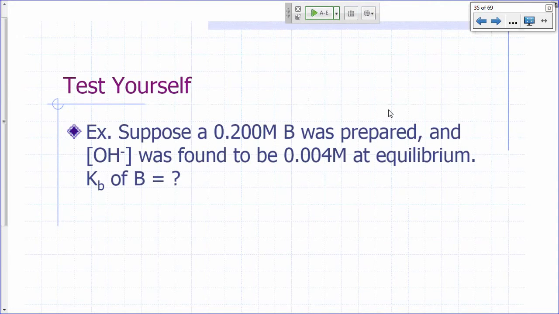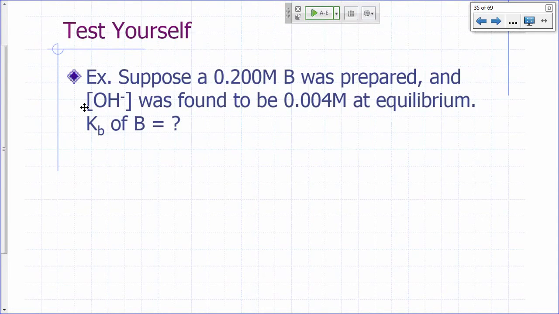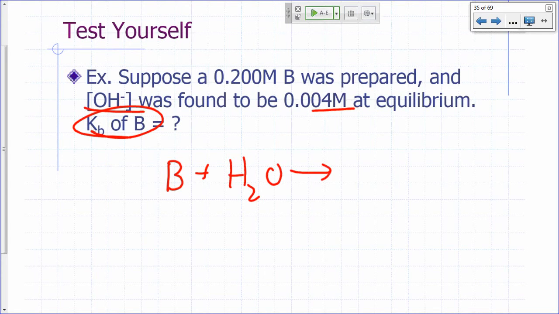Let's say you tried to make a 0.2 molar solution of base B in aqueous solution, and you found the hydroxide to be 0.004 at equilibrium. What's the Kb of B? Okay, what reaction are we looking at here? Kb means what? B is behaving like a base, proton donor or acceptor? A base is an acceptor. So base plus water, it will accept a proton, gives you BH plus, and your other product is hydroxide, right?